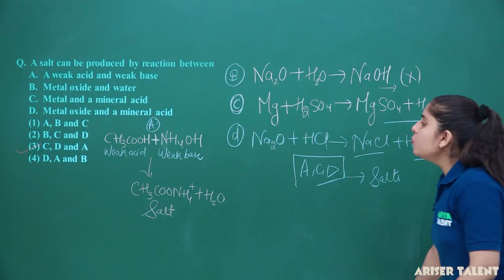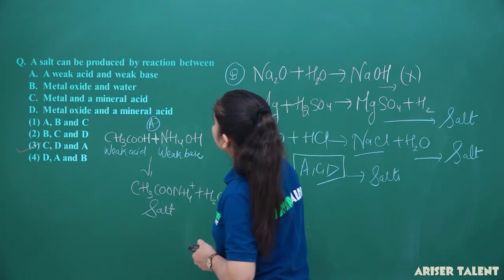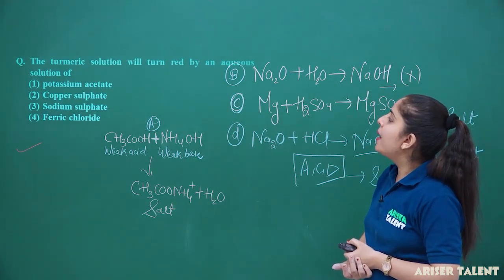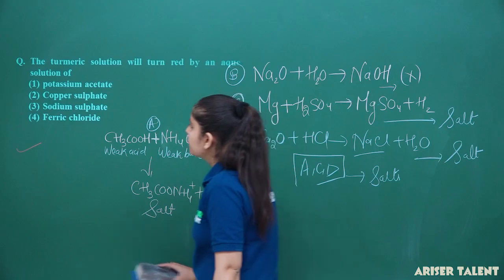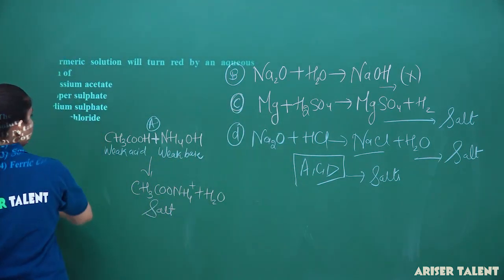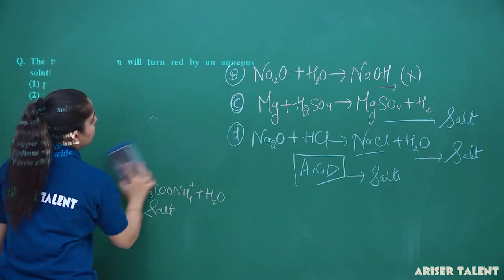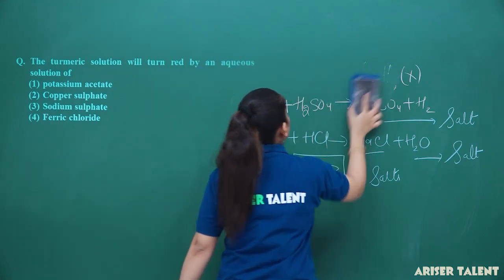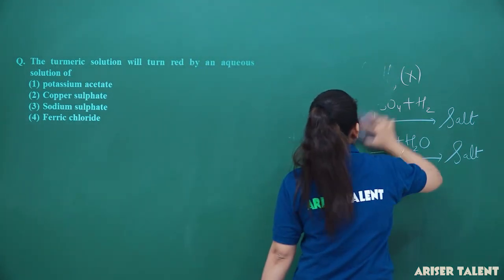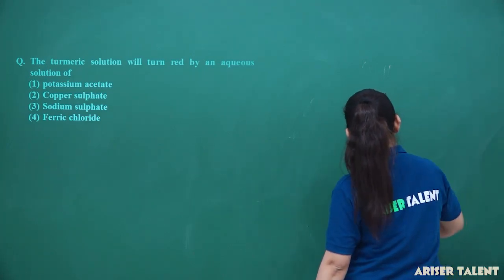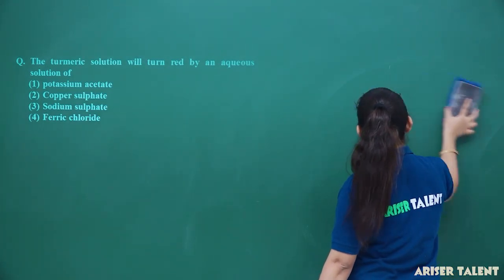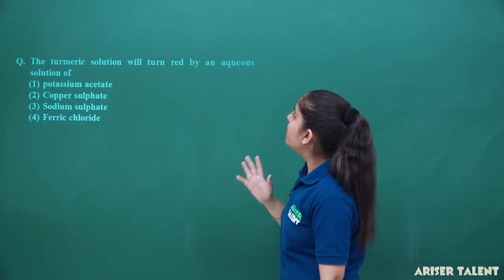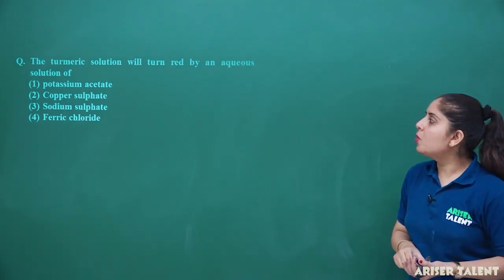Now let us move to the next question in this sequence. The turmeric solution will turn red by the aqueous solution of which compound? Now we have to analyze which will turn the turmeric solution red. So let us check the options here.